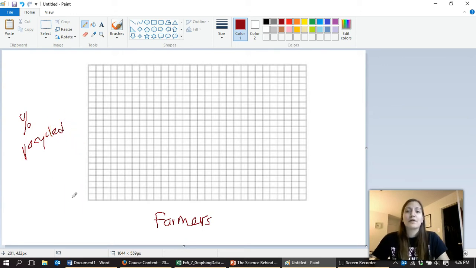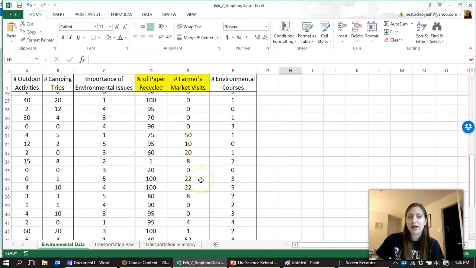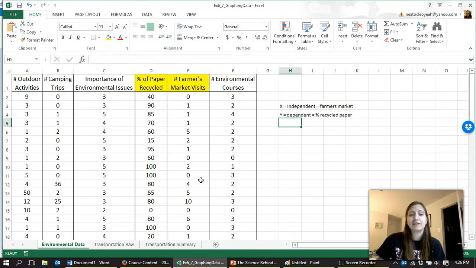Now that I know what's going on each axis, I can go ahead and plan my axes. With all of your graphs, they should be stretched, as in you should be using as much space as possible. The easiest way to do this is to figure out the minimum and maximum numbers of your data set. I'm going to do kind of a shortcut. Instead of looking at each individual number and figuring out what's largest, which you definitely can do, I'm going to highlight this data set.